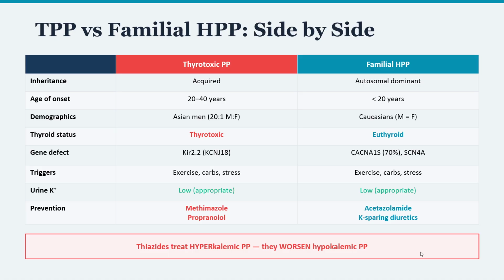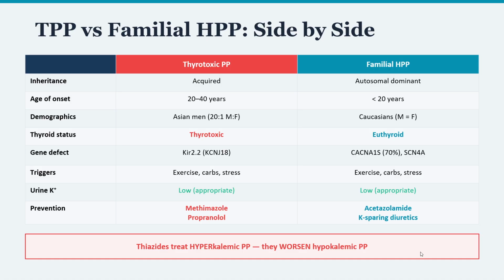Here's the side-by-side comparison you need to have locked in for boards. Thyrotoxic periodic paralysis is acquired. It comes from hyperthyroidism. Familial hypokalemic periodic paralysis is inherited, autosomal dominant, caused by mutations in skeletal muscle ion channels. About 70% of cases involve CACNA1S, a calcium channel subunit. Less commonly, it's SCN4A, a sodium channel.